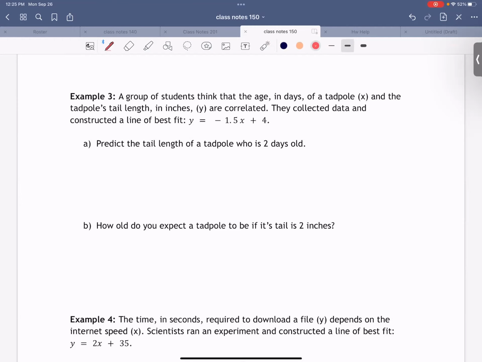old. Now, when I read this, I get flustered when I see word problems, I'm going to be honest. So what I like to do is to turn this into a regular X and Y problem, okay?